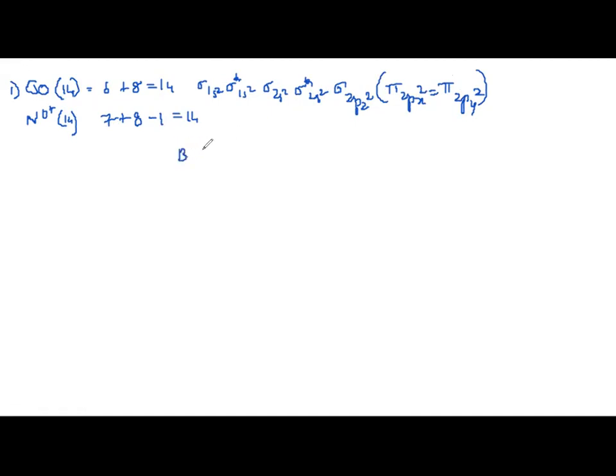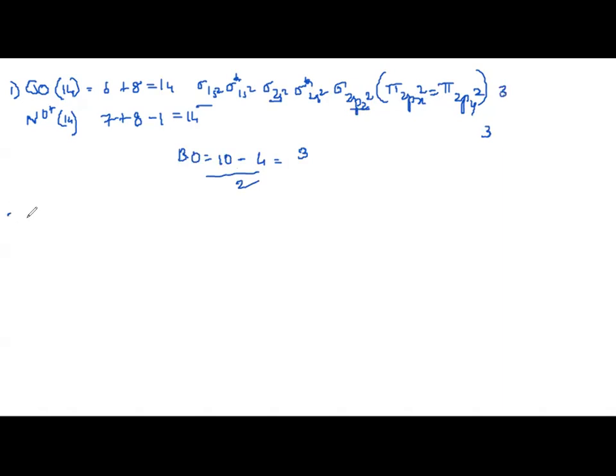Calculate the bond order. Bond order is equal to bonding electrons, 2, 4, 6, 8, 10. So 10 minus 4 by 2. 10 minus 4 is 6, 6 by 2 is 3. In both the cases, the bond order is 3. Therefore, they have got the same bond order.